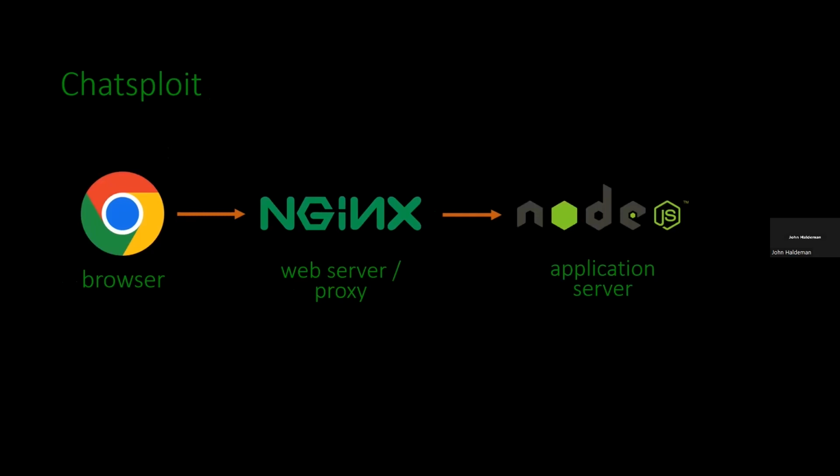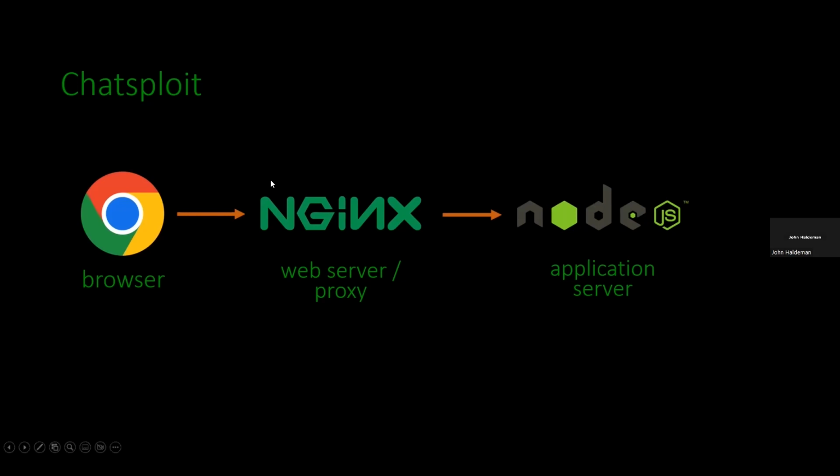So we're going to look at Chatsploit. Like I mentioned, Chatsploit is the application that's full of security holes that you access inside infosec to demonstrate security problems. Chatsploit is a Node application. Node is a popular application server for JavaScript.